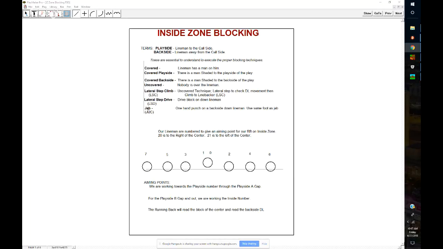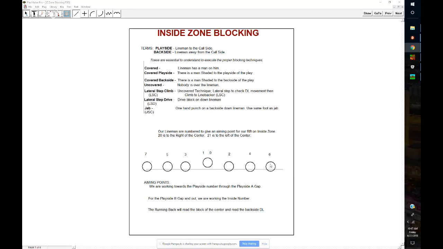Then our last technique, for when we're covered on our backside, we're going to call a jab technique. The way I'm thinking of that is it's a one-hand punch on a backside down lineman. Like anyone who's boxed or took any kind of boxing, if you throw a left jab, you're also stepping with your left foot. So when we're doing a jab technique, we're going to be stepping with that foot. If we're in Whopper and we have a backside man on our left side, we would be stepping with our left foot, even though the play is going to the right.